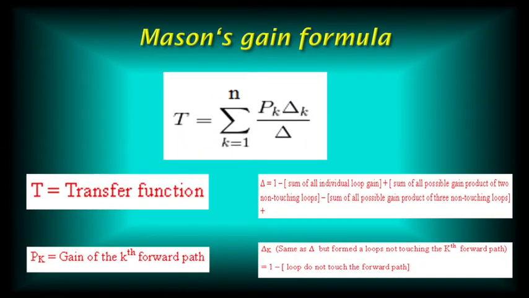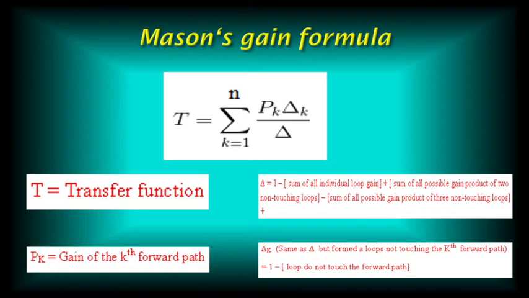Mason's gain formula. Draw the signal flow graph from the block diagram. Using Mason's gain formula to determine the overall transfer function of a system. The overall transmittance gain can be determined by Mason's gain formula. So T equal to summation of k equal to 1 to n, Pk delta k divided by delta, where T is the transfer function.